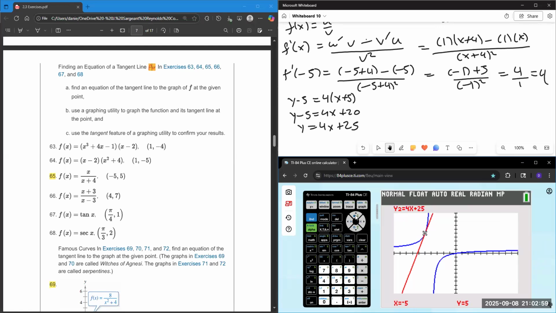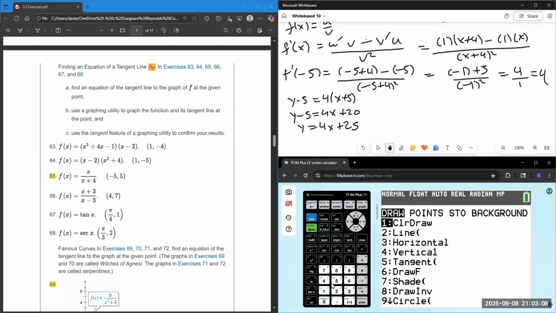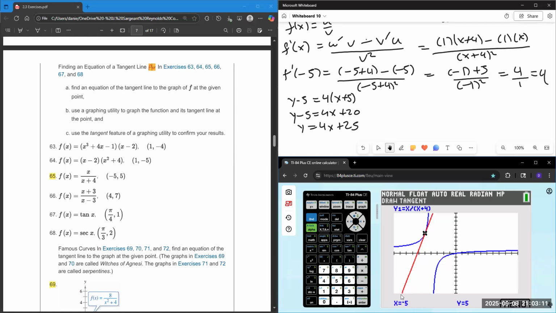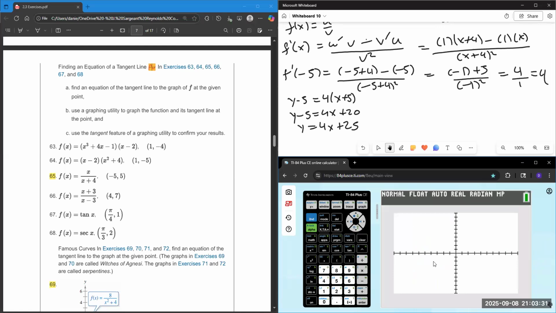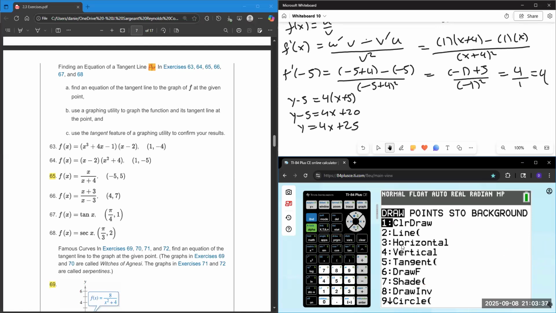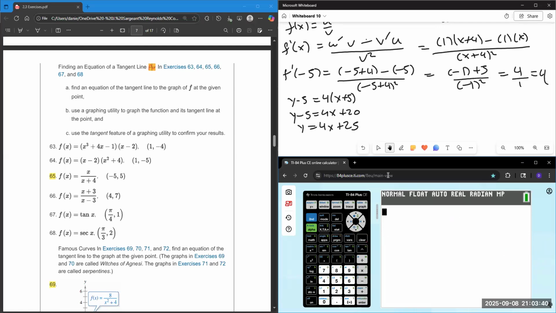And so I'm going to go back to the blue function here, and I'm going to use the draw feature of the calculator while I'm on the graph to draw a tangent line at the point negative 5, 5, and hit enter. And when x is negative 5, my tangent line is going to be 4x plus 25, which is what we calculated. And that's a feature in your calculator. Now, if I clear the functions here, sometimes the drawing will still remain on the graph. To be sure that it's gone, you want to second draw, clear draw to get rid of your drawings.